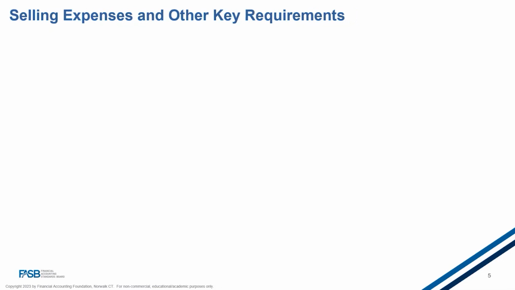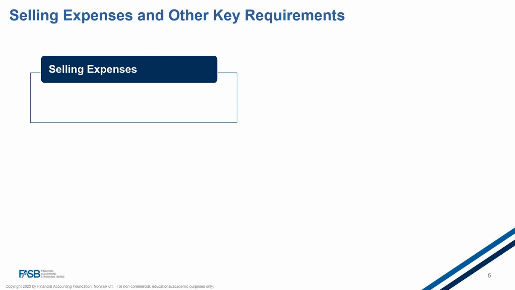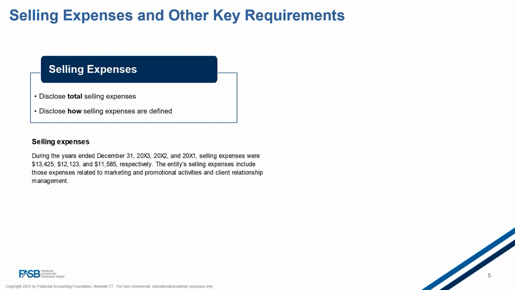This slide explains other key requirements of the proposed update. An entity would be required to disclose total selling expenses and how it defines selling expenses. An example of what this disclosure could look like is presented on the left side of the slide. It's important to note that entities would not be required to disaggregate selling expenses into the required natural expense categories unless selling expenses is presented as a separate expense caption on the face of the income statement.